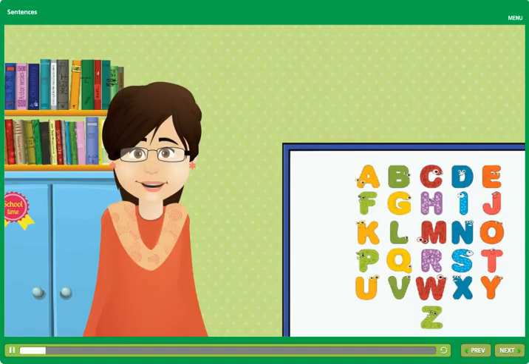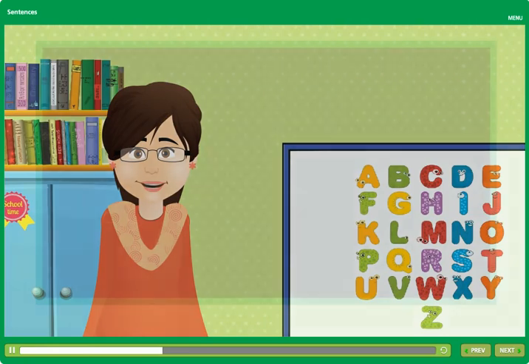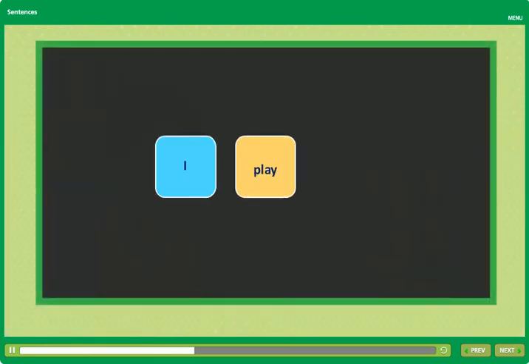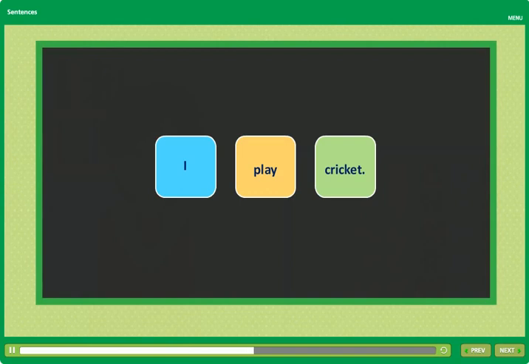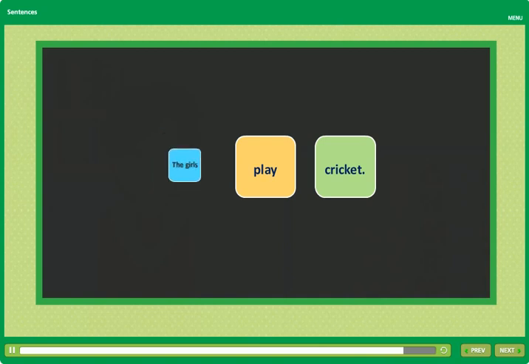Involve different students in this activity. Try and use the same flashcards in different sentence structures. Sometimes you can leave 2 of the flashcards on the board and ask the child to change the third one. Let's change the subject. The girls. Great! Let's change it again. We.